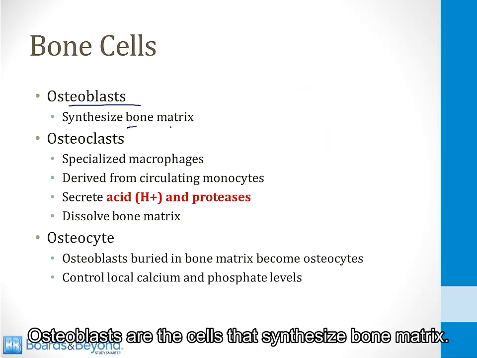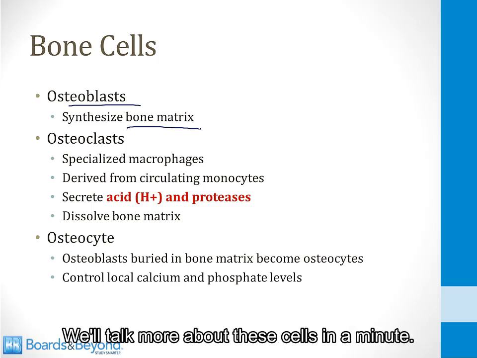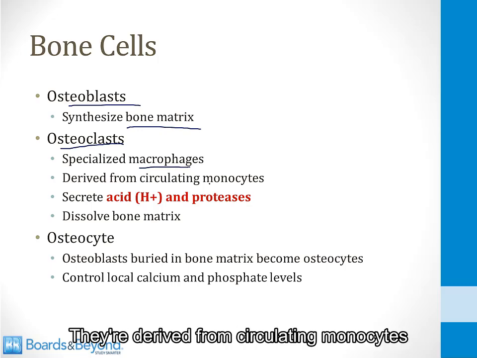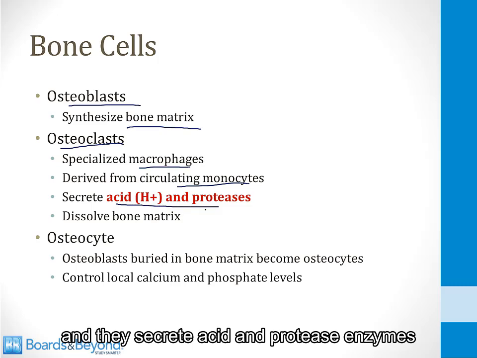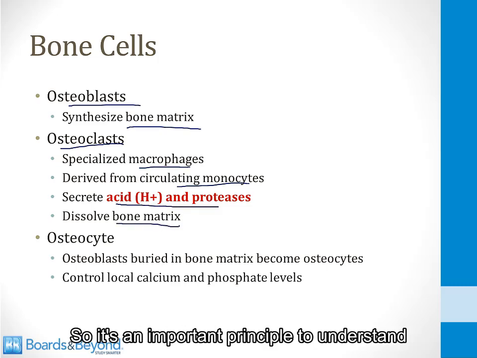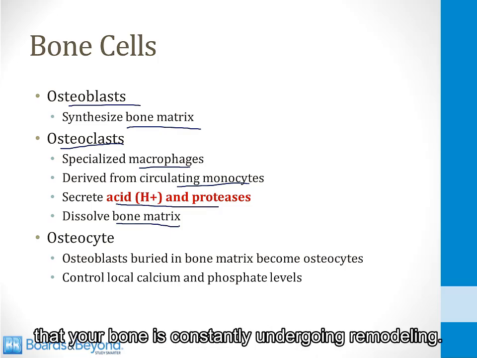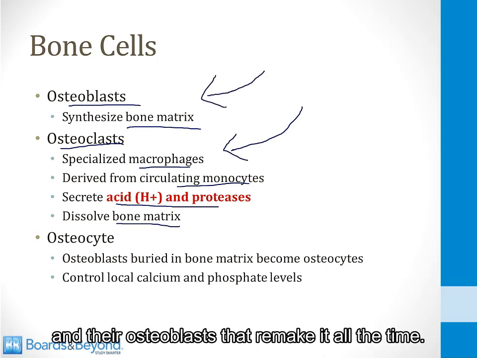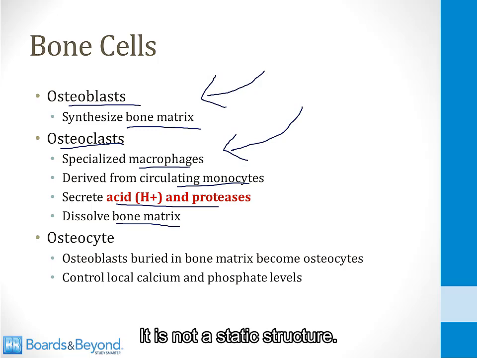Osteoblasts are the cells that synthesize bone matrix. We'll talk more about these cells in a minute. Osteoclasts are specialized macrophages. They're derived from circulating monocytes, and they secrete acid and protease enzymes that dissolve bone matrix. So it's an important principle to understand that your bone is constantly undergoing remodeling. There are osteoclasts that break it down, and there are osteoblasts that remake it all the time. It is not a static structure.